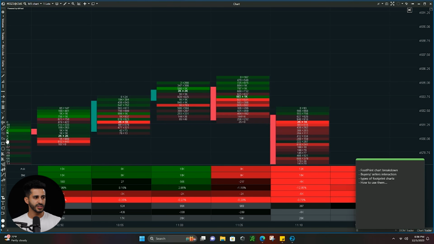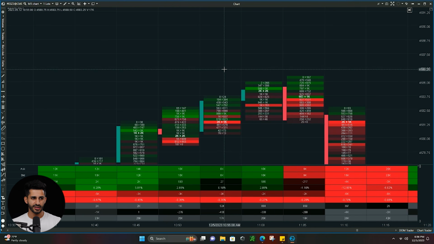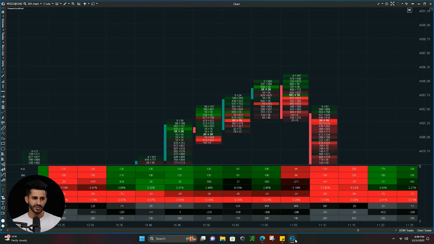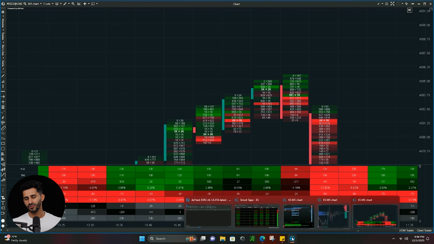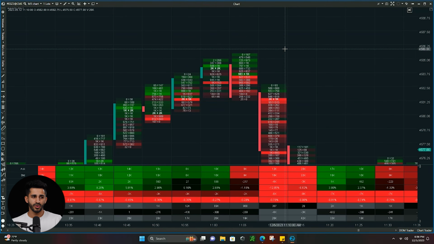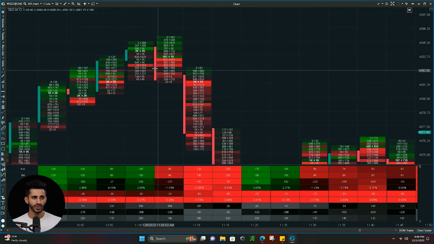Now, going into different types of footprint charts, as mentioned, this is the bid and ask. So I will go here. This is the ATAS platform. Like I said, for footprints, you can use ATAS, you can use Sierra Chart. It's just preference, whatever you prefer. But what I'm showing you is the ATAS platform, right?